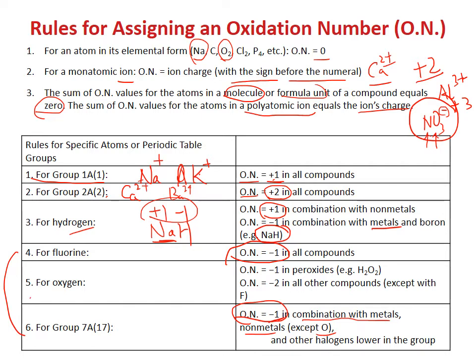For oxygen, as we know, it's group 6, so the ion charge is 2-. So 6 plus 2 is 8, remember? So oxygen is usually 2 negative, and so the oxidation number is -2. So ion charge 2-, oxidation number -2. There's an exception: hydrogen peroxide. In hydrogen peroxide, hydrogen is +1, oxygen is -1.